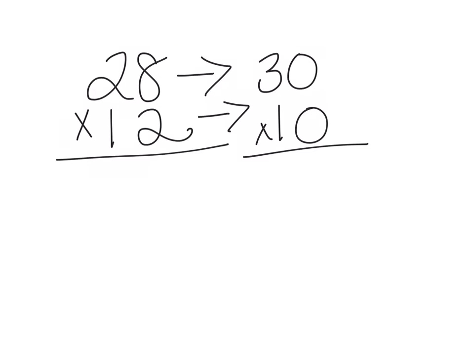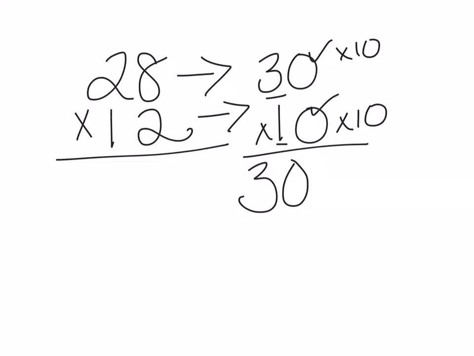Okay, so when we multiply our estimate, we are going to do 3 times 1 is 3. And then this zero means it's 10 times bigger than 3. So let's add a 0 to make that 10 times bigger. And then this 0 means it's 10 times bigger again than 30. So we're going to put another 0 on here. So now we have an estimate of 300.